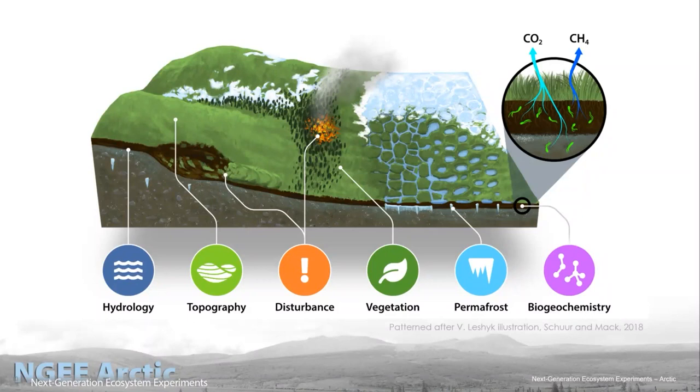And also to say, we really need to have this perspective because the models care about all of these processes, and we have to get those right in the model predictions of current tundra ecosystems so that we can be confident in their projections of what happens in the future under a changing climate.